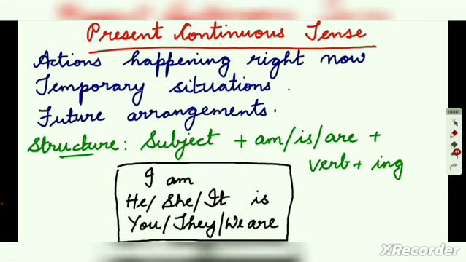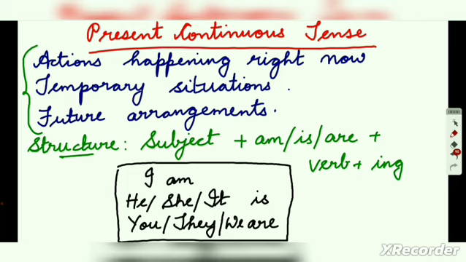Now let's move on to the present continuous tense. Present continuous tense is used in three situations: actions happening right now, temporary situations, and future arrangements. Let's understand each one by one. So before that, let's go to the structure of the present continuous tense. Structure is subject plus am, is, are plus verb plus ing. That is the verb in its ing form. If it is play, it will be playing, cooking, writing, reading.